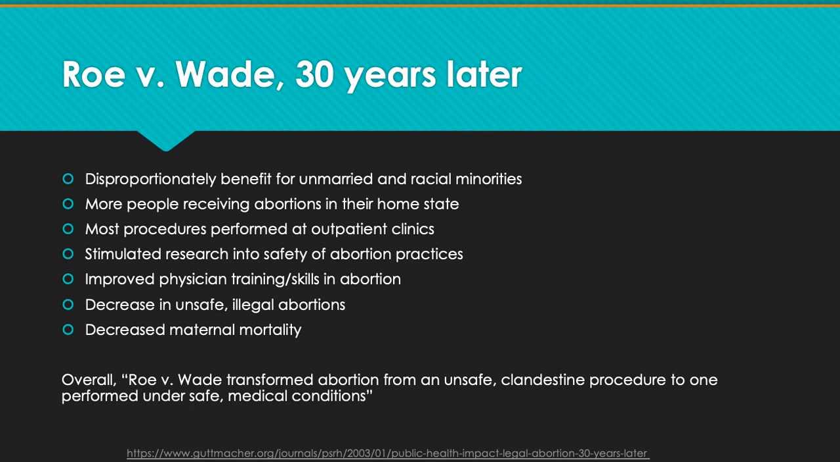This not only improved the skill of doctors performing the procedures, but led to new safety discoveries, such as learning that vacuum aspiration was better than dilation and evacuation in the first trimester, and increased the safety of dilation and evacuation in the second trimester to become more popular than the medical abortion in this trimester. Overall, this research and training led to more safe and legal abortions, as well as a decreased maternal mortality rate. This quote from the Guttmacher article says it best: "Roe v. Wade transformed abortion from an unsafe, clandestine procedure to one performed under safe medical conditions."